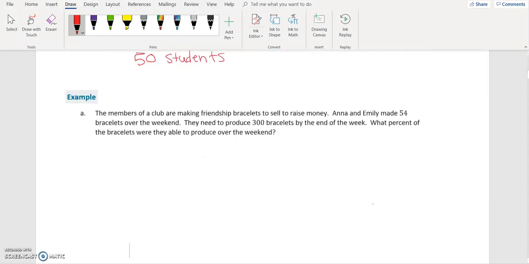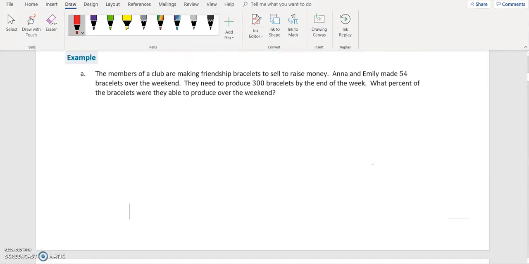Okay, let's look at example number 1. And so we're going to split our screen right here. So we're going to do two different methods. We're going to continue doing the proportions that we had talked about before. And then we're also going to be looking at the equation that we were given in our student outcomes.